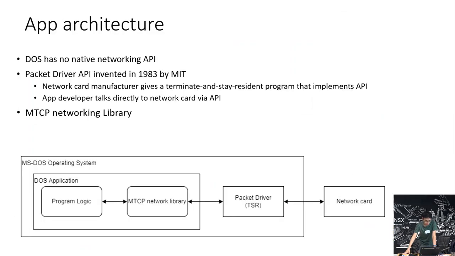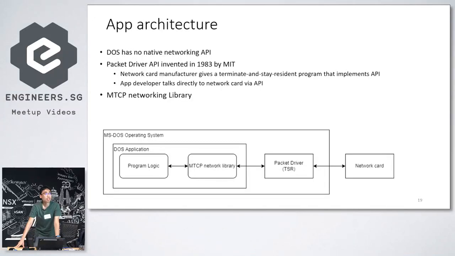Okay, so what about architecture? DOS, by default, does not have a networking API. In fact, the first version of Windows that has a networking API is Windows 3.1. If you want to go further back, we don't have it. So it's a bit of a problem, but there's something called a packet driver API.